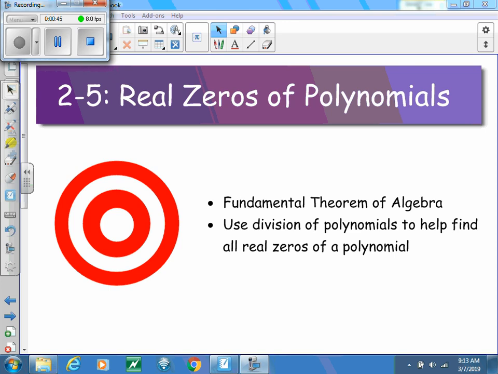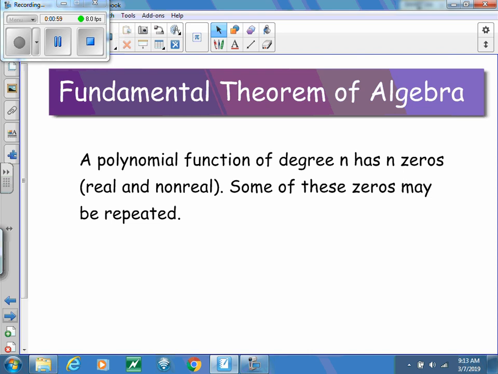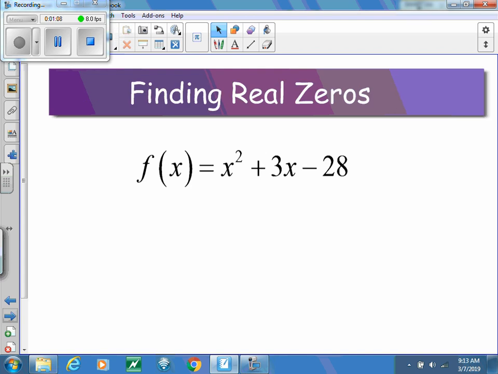Because what we're going to be doing now is we're going to start solving our polynomials, and we are going to be using our division in order to do this. So you'll remember the other day when we talked about the fundamental theorem of algebra, which tells us exactly how many solutions we are going to have to our polynomial. If we have a quadratic, like I see here, the degree of my polynomial is 2, so there has to be 2 solutions.